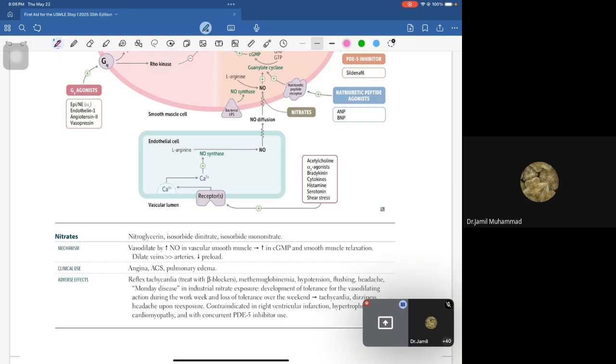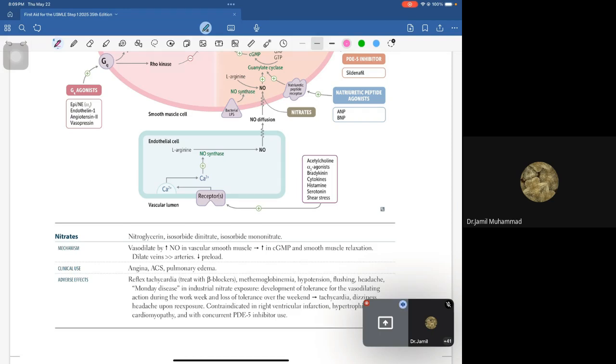So what is the mechanism of action of these drugs? These drugs have a very easy mechanism of action, right? What they do is that they release nitric oxide in the vascular smooth muscle. When they release the nitric oxide in the vascular smooth muscle, a molecule known as cGMP, which is cyclic guanosine monophosphate, is gonna increase, right?